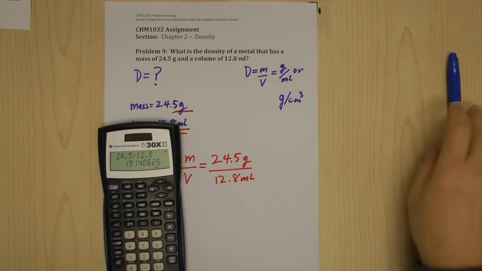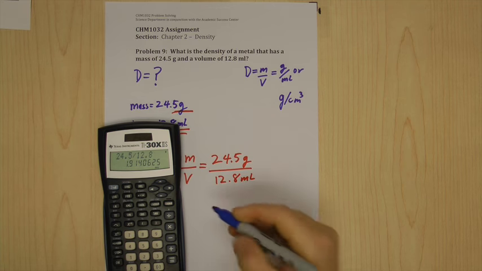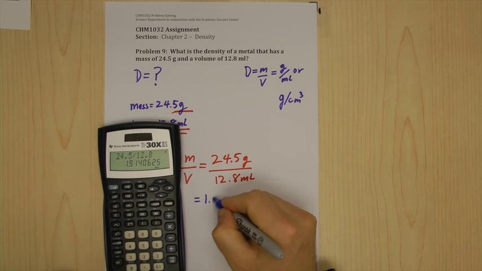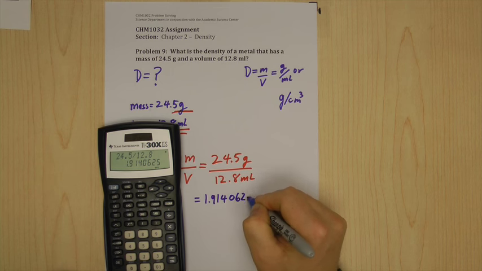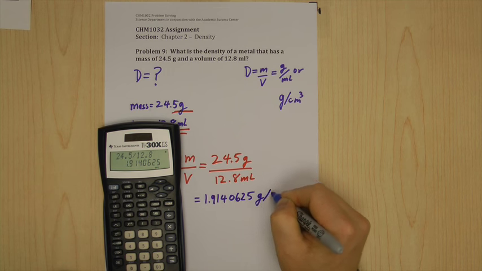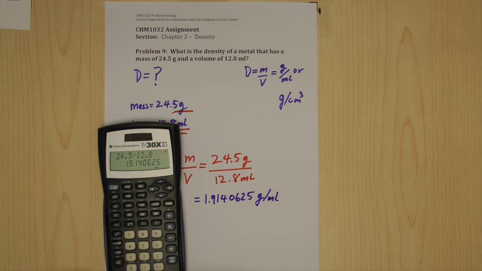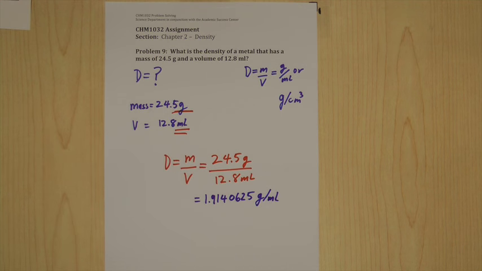Oh boy, calculator gave us a string of numbers. Let's write those down. 1.91400625 grams per milliliter. Now, that is what the calculator told me. Wow. We have to remember something. We have to round our numbers. Here, we are dividing. So we're going to use the rules for multiplying and dividing measurements.